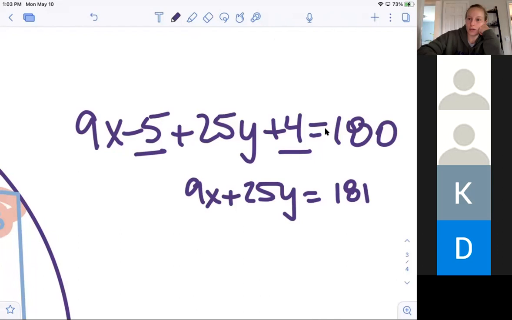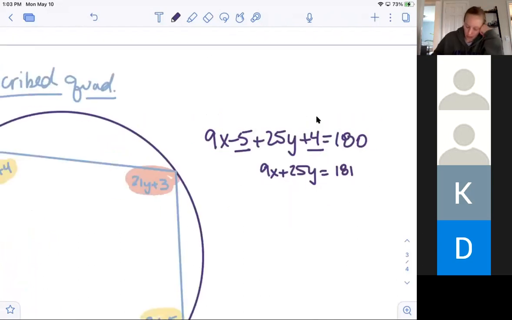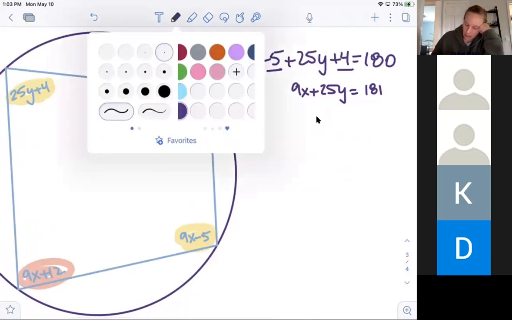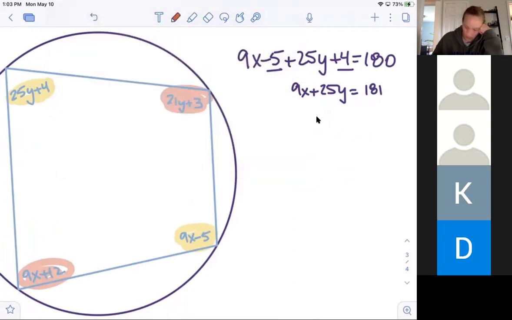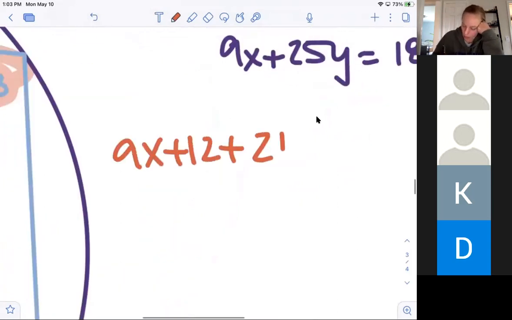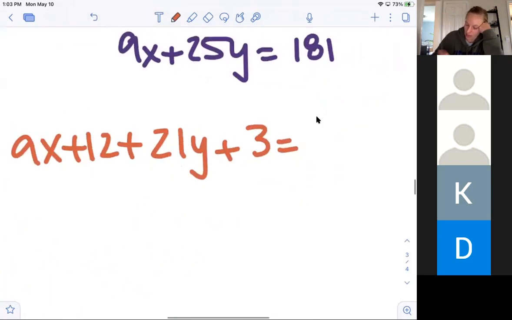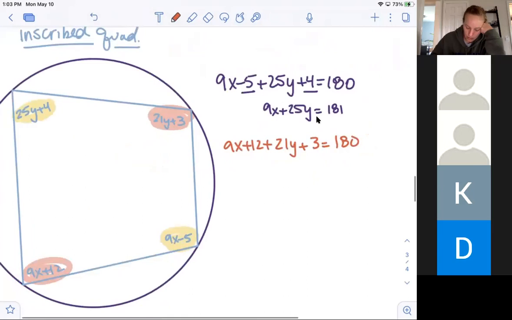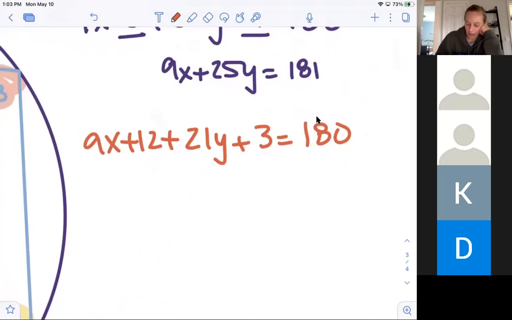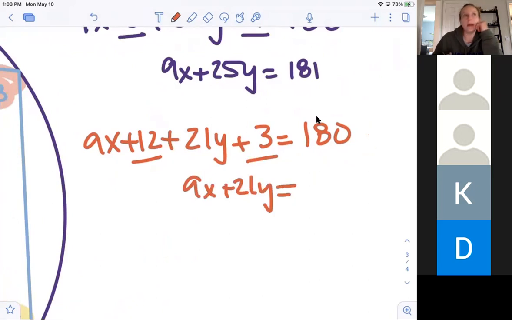Now I have to do my other equation. My other equation is this orange one. So I've got 9x plus 12 plus 21y plus 3, and this still equals 180. Remember, opposite angles are supplementary, so that's why we add them up and set them equal to 180. 12 and 3 is 15. So 9x plus 21y equals, I have to subtract 15 from both sides, 180 minus 15 is 165.